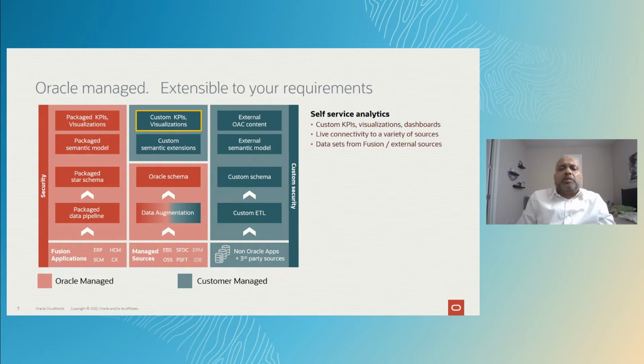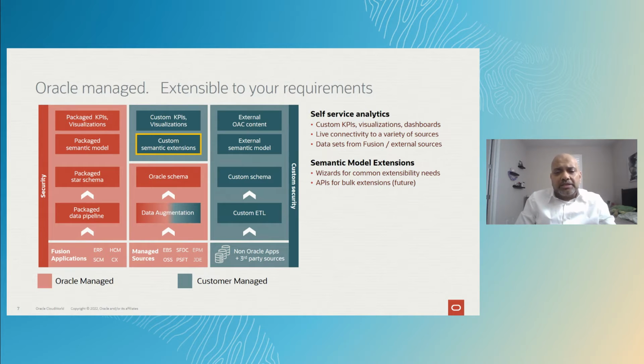Some of the capabilities like self-service analytics allow you to use the existing KPIs and create your own custom KPIs, the visualizations and dashboards. Live connectivity to a variety of sources. You have built-in connectors to be able to do that. Then data sets from Fusion and external sources. This is all self-service capabilities embedded in the application.